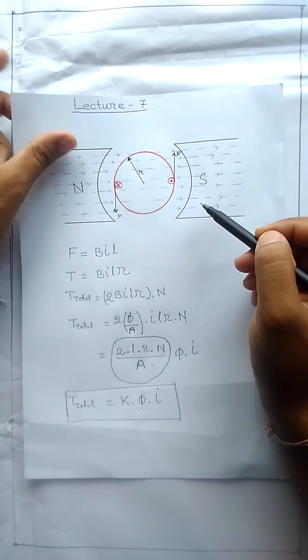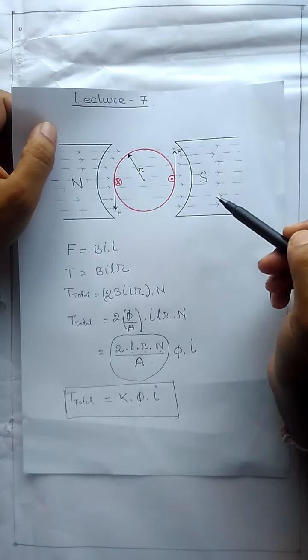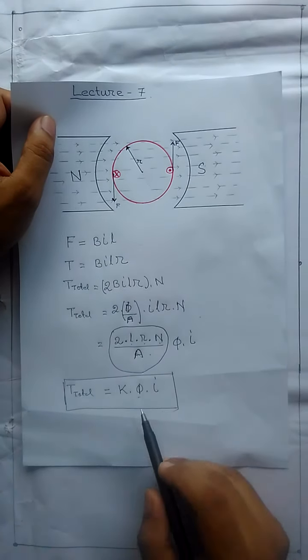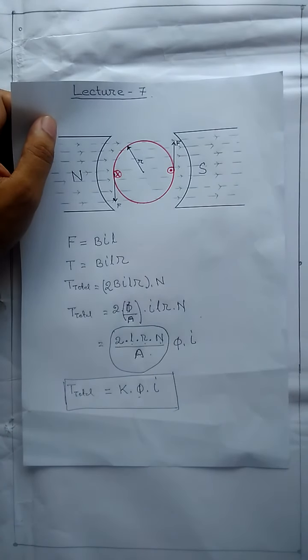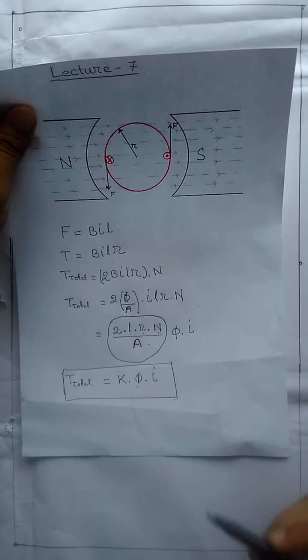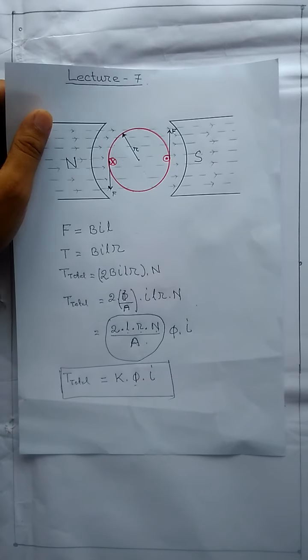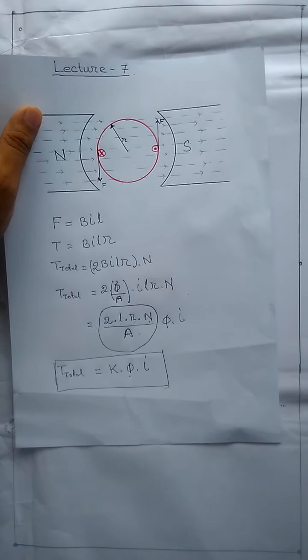So this is applicable for all machines. It is not that this is only for DC machines. It is applicable for all machines. The only difference is how the flux and current are derived. Now this is about the motor. Let's look at a generator.